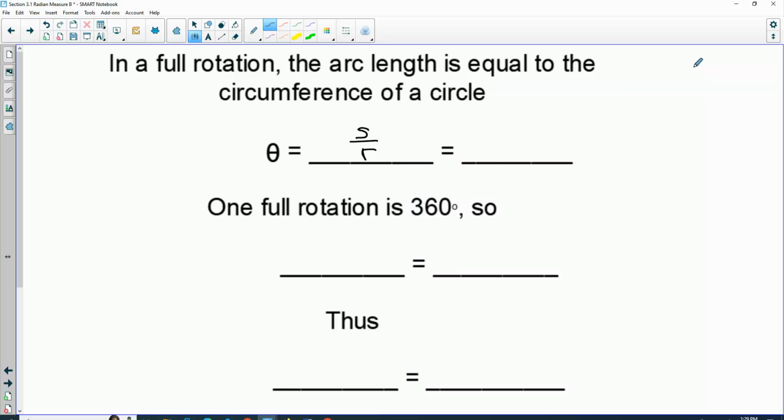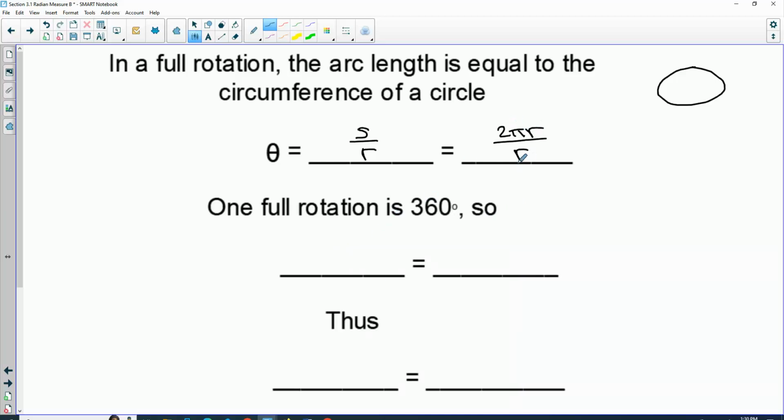If you make a full rotation all the way around the circle, your arc length is the total distance around. What is the total distance around the circle called? Circumference. How do you find circumference? Circumference is 2 pi r. So if I'm talking about the situation where I go all the way around the circle, my arc length is the entire circumference, which is 2 pi r.